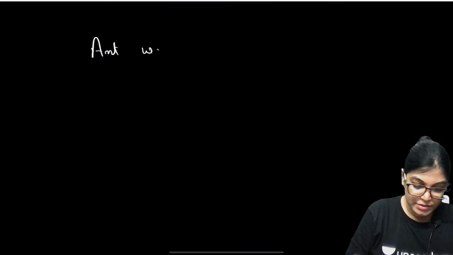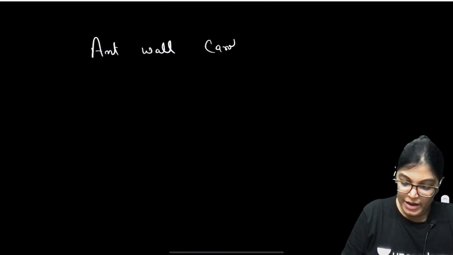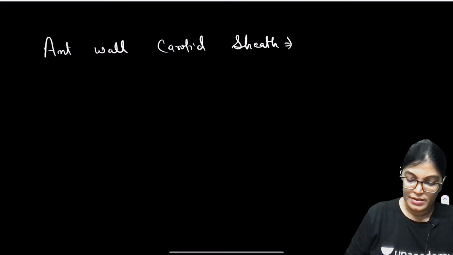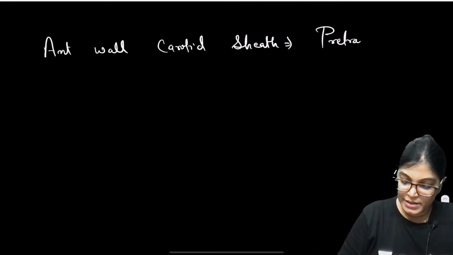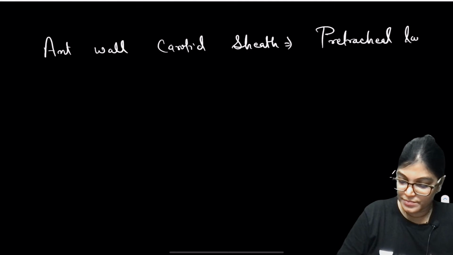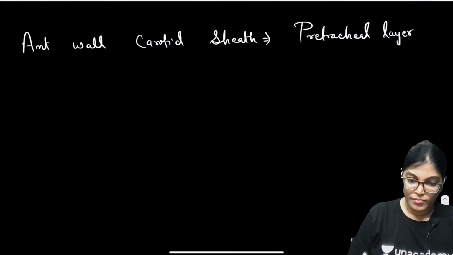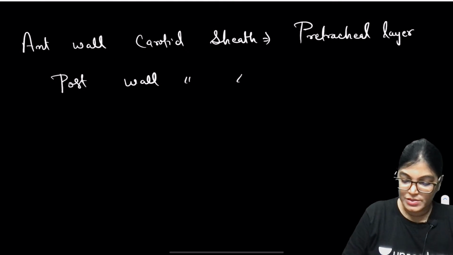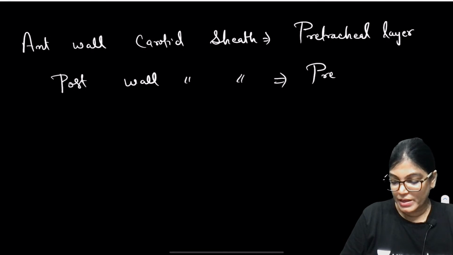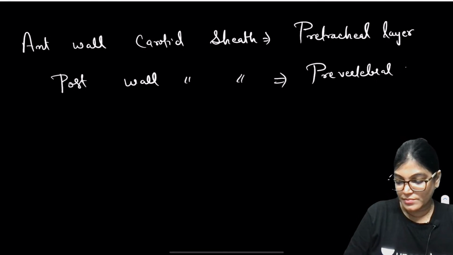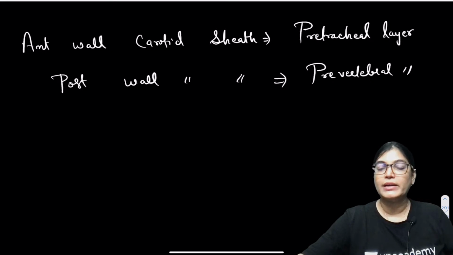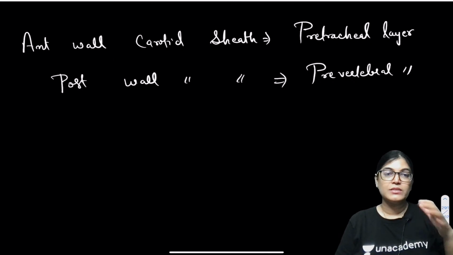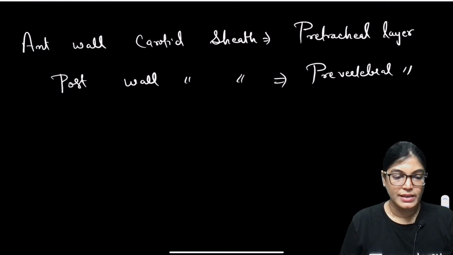Anterior wall of carotid sheath. Anterior wall of carotid sheath is formed by the pre-tracheal layer. Posterior wall of carotid sheath is formed by the pre-vertebral layer. Got it? Posterior wall by pre-vertebral layer, anterior wall by pre-tracheal layer.